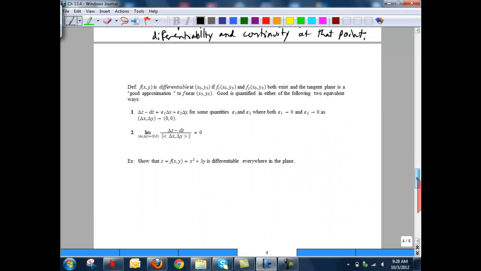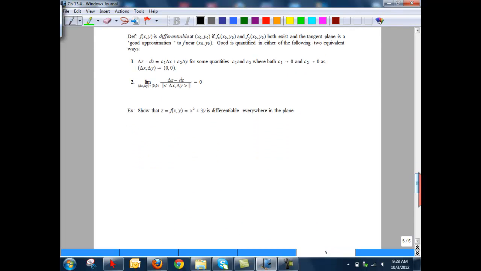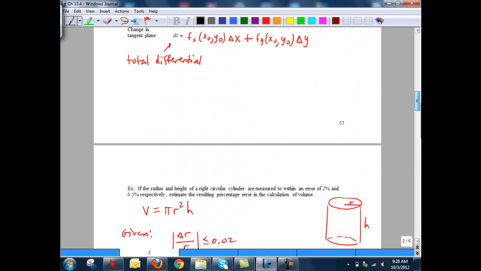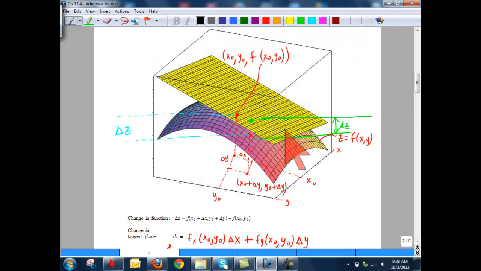So here is what we're going to require in order to discuss a smooth graph, or here are the conditions for what we're going to do when we say a graph like this is smooth. We'll say the function is differentiable at a point if two things. One is that both partials exist at that point. We already said that's not enough, so what else do we need? We're going to ask that the tangent plane be a good approximation near this point. And we just earlier discussed what we mean by a tangent plane approximation.